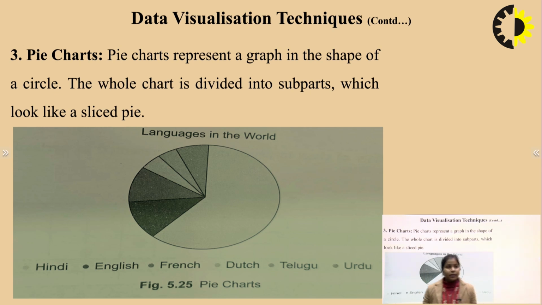The next technique is a pie chart. A pie chart basically represents a graph in the shape of a circle. The whole chart is divided into subparts, which looks like a sliced pie. This picture shows a pie chart of languages in the world. In the world, various languages are used: Hindi, English, French, Dutch, Telugu. It shows the languages as subparts, using the pie chart.